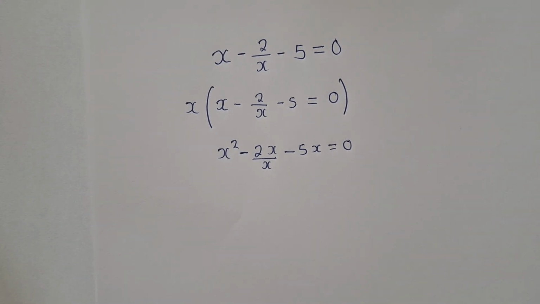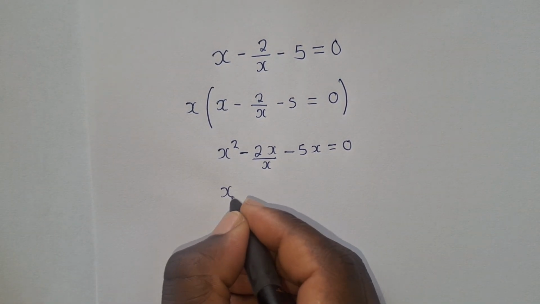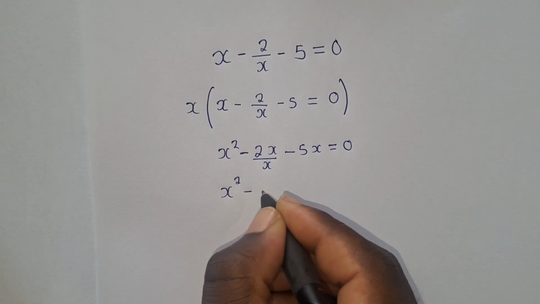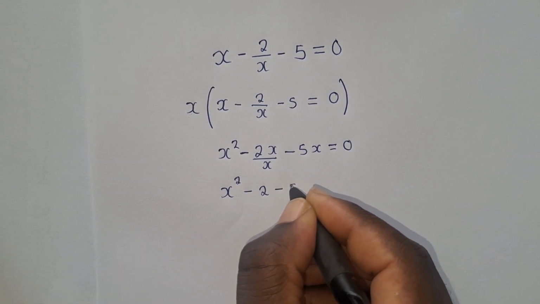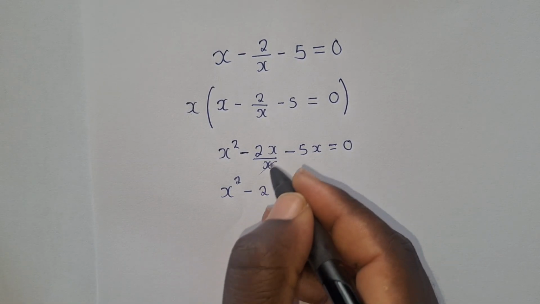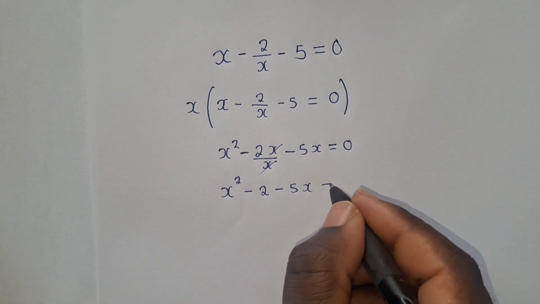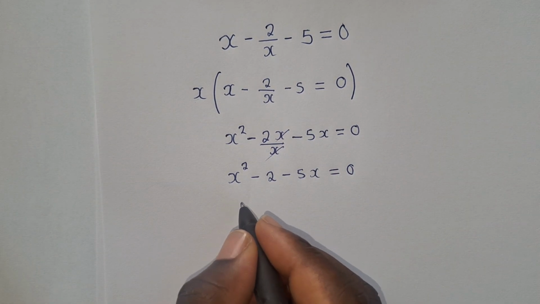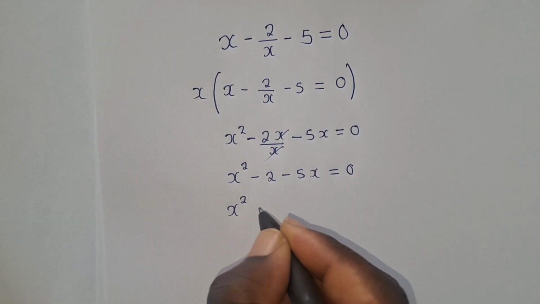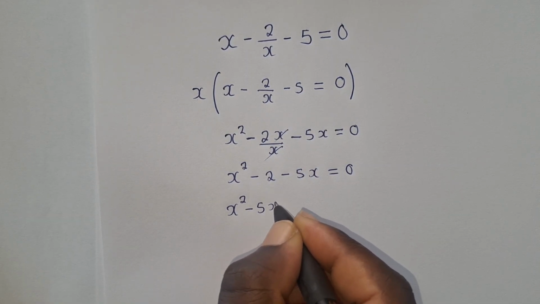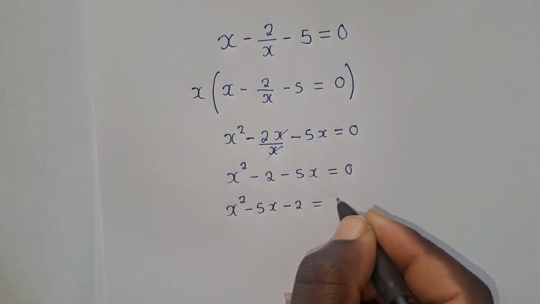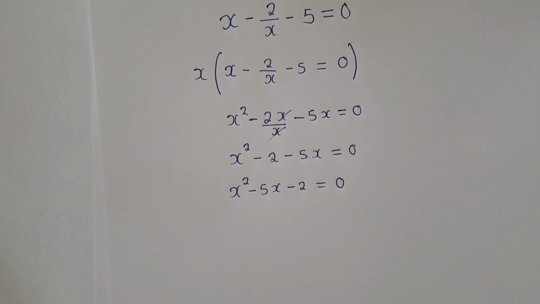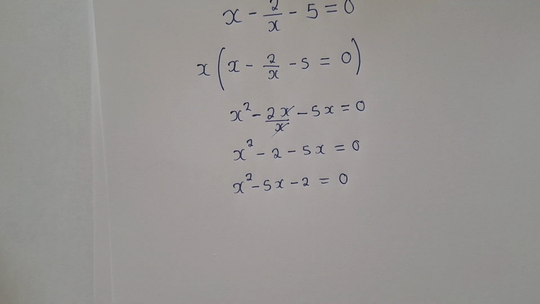Okay, so we can simplify here. We've got x power 2 minus 2 minus 5x. So the x and x will go. This is what we're going to remain with. So we can write it in order. That is x power 2 minus 5x minus 2 is equal to 0. So the moment we write it like this, we can now apply the completing the square method.